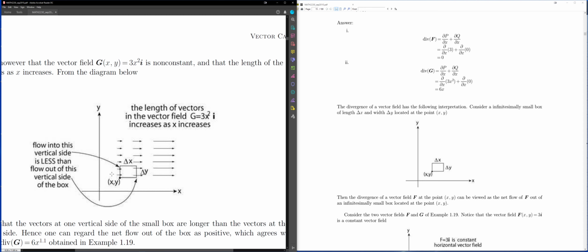Which is probably not physically realistic, but this vector field isn't necessarily representing a normal fluid flow. Just as an abstract vector field, when we calculate it, what it means is you're going to have net flow out over here, because the divergence is 6x.